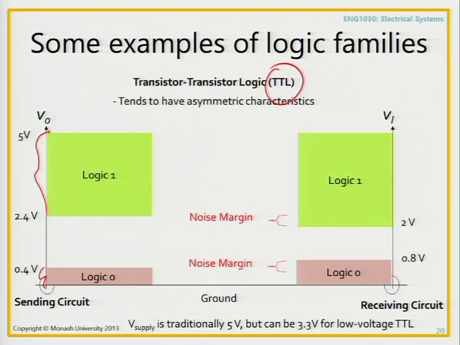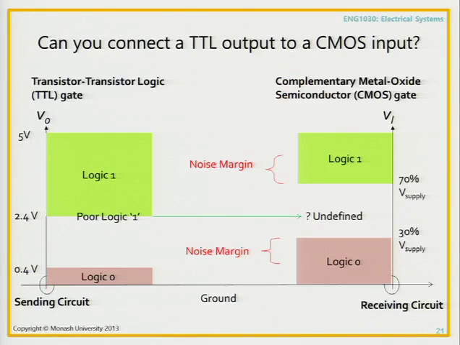And over here, there's very small noise margins. So noise margin here is quite small, noise margin here is quite small. But anything from 2 volts upwards is considered a 1, and anything from 0.8 volts below is considered a 0. So you can guess what happens next. Well, let's say we connected a TTL sender.